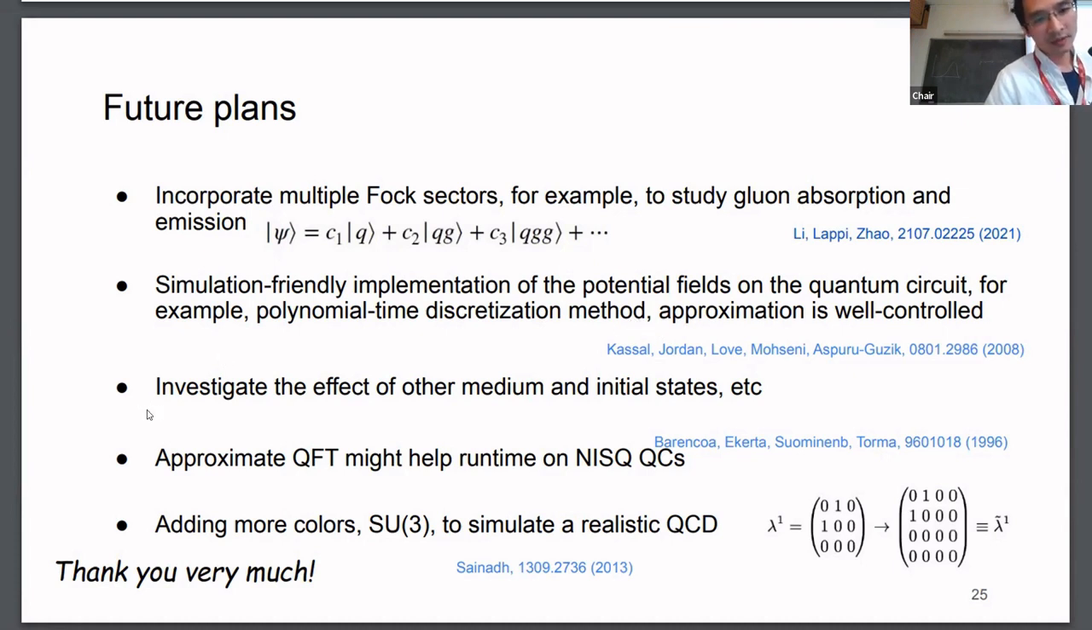And then, of course, this model is very free from using different background fields, so we can investigate the effect of other medium and initial state as well. And there are also some technical choices of using approximate quantum Fourier transform that might really help on a NISQ machine. And in the future, we'll also consider adding more color to simulate a more realistic QCD.